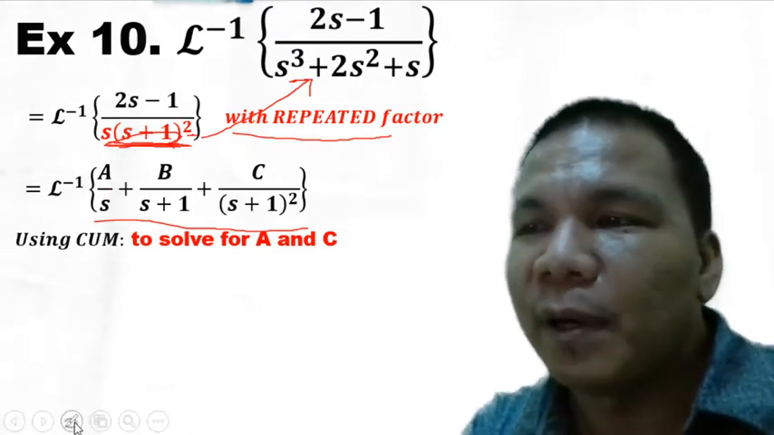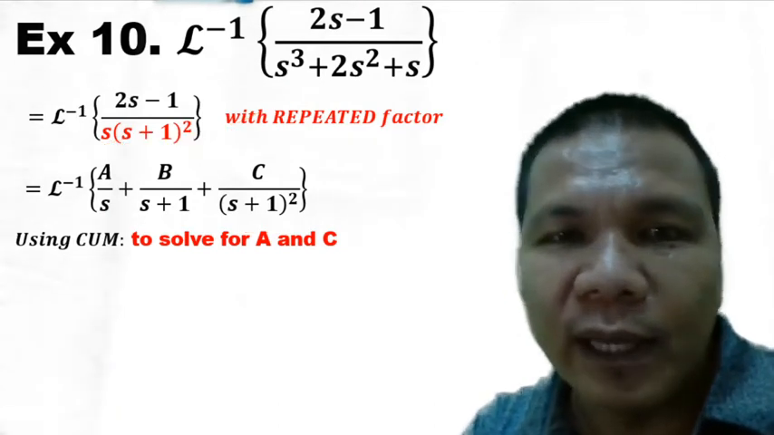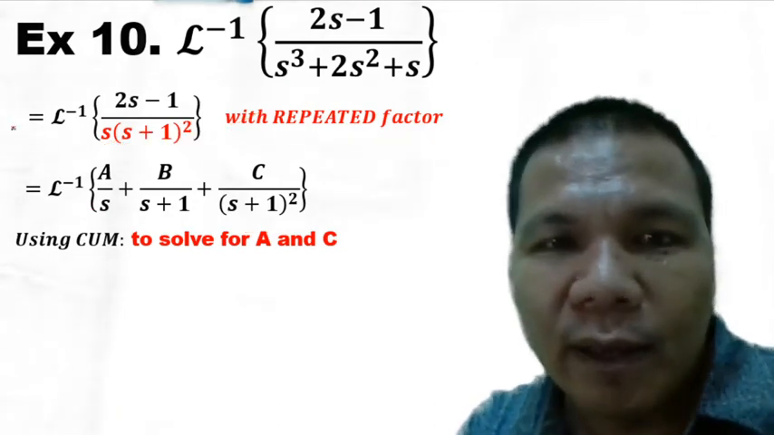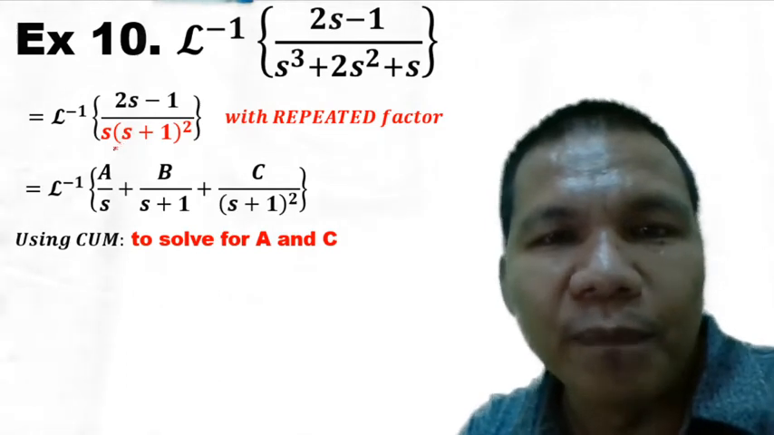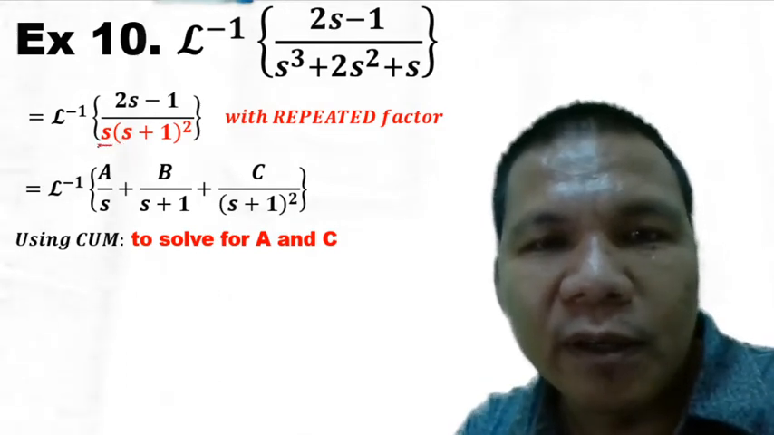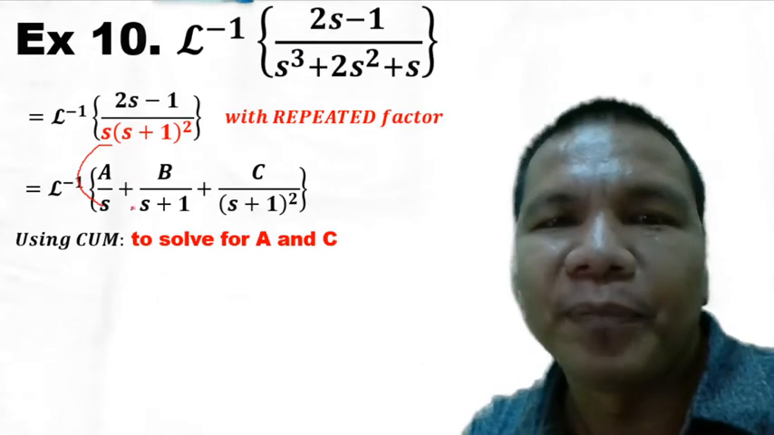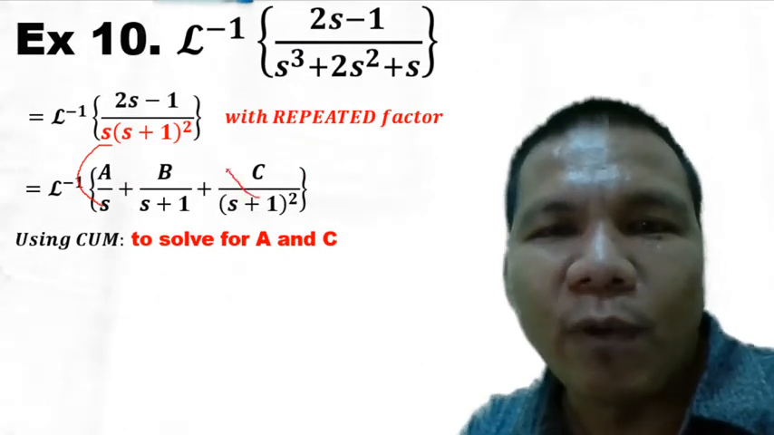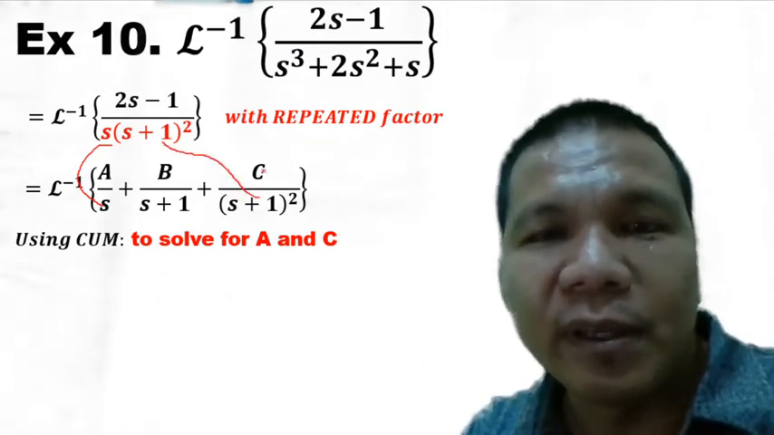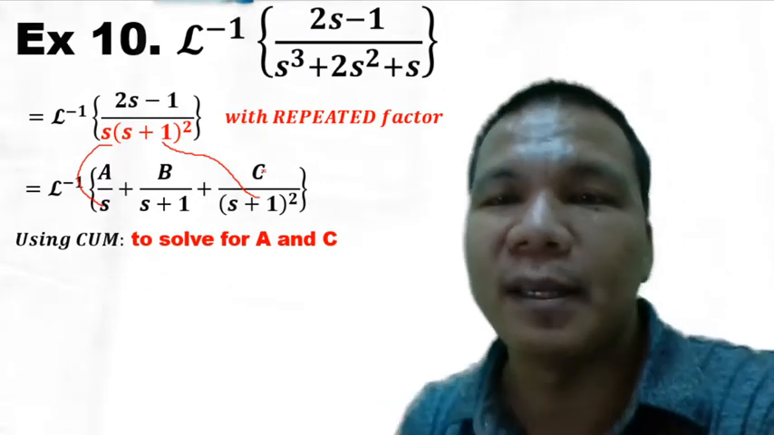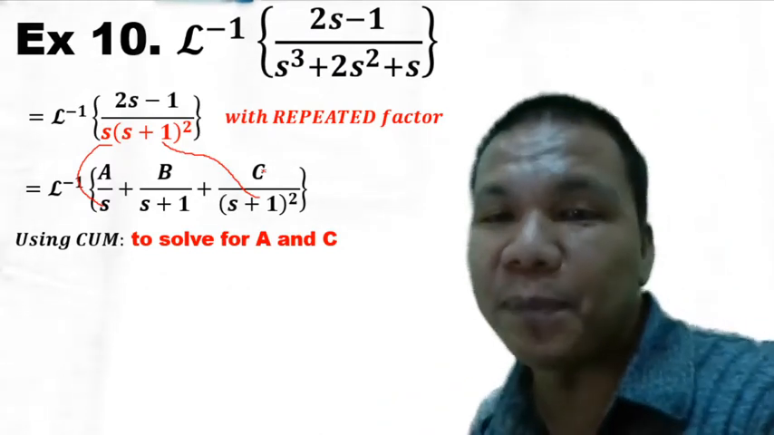Okay, I will erase all ink first. Now, s here is found on A. The s plus 1 quantity squared here is found on C. That is why only A and C can be solved using the cover up method.